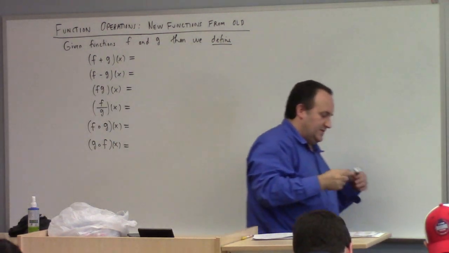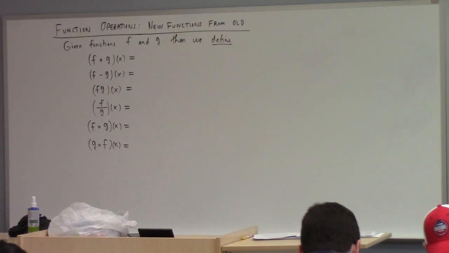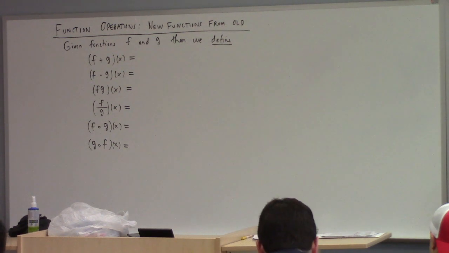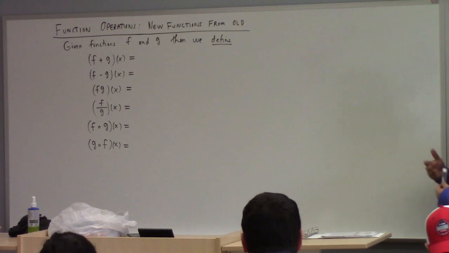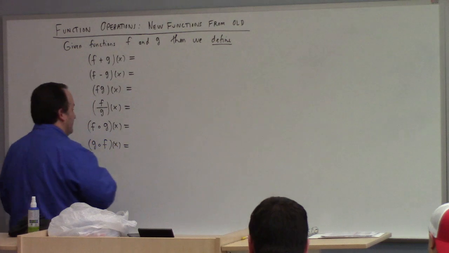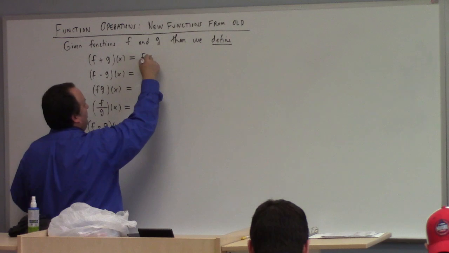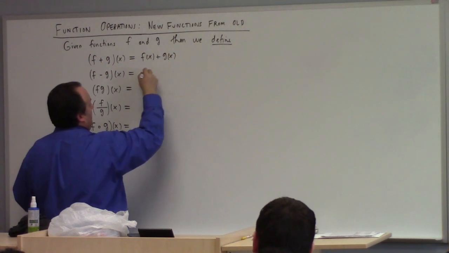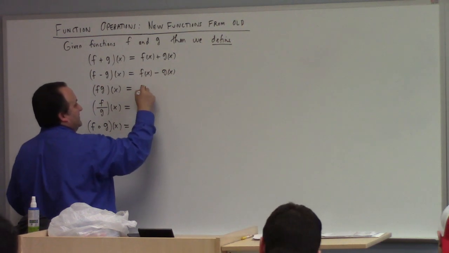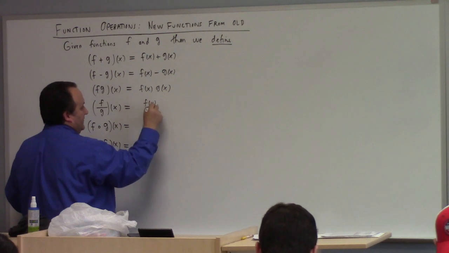So each one of these is some new kind of function we can build from a given pair of functions. I'm talking about the sum, the difference, the product, the quotient, and then the composite in either order. So this one's pretty easy. This is just f of x plus g of x. Then we've got f of x minus g of x, f of x times g of x, f of x divided by g of x.